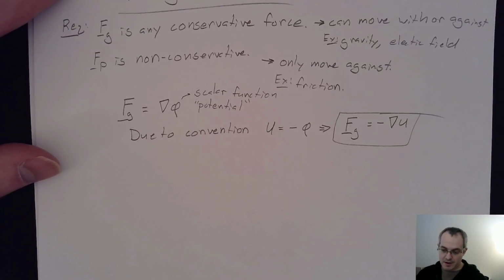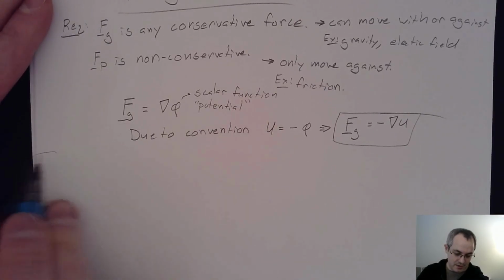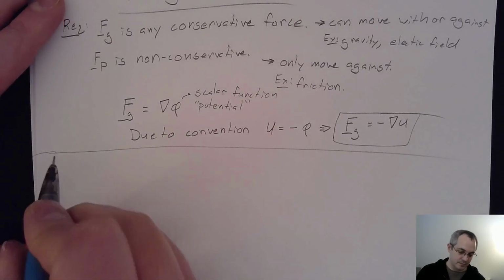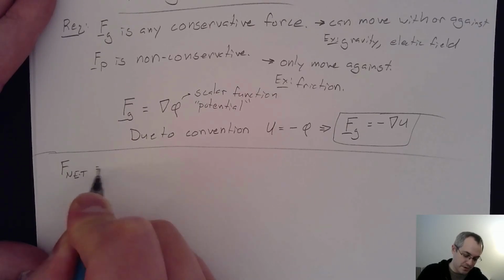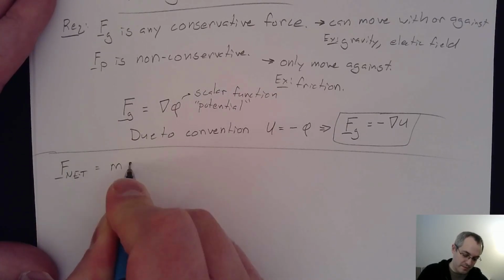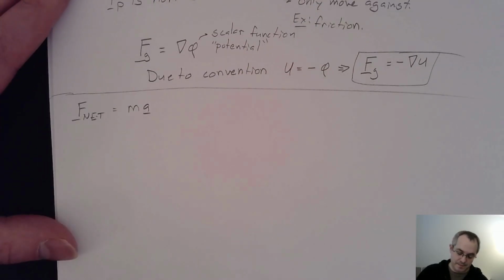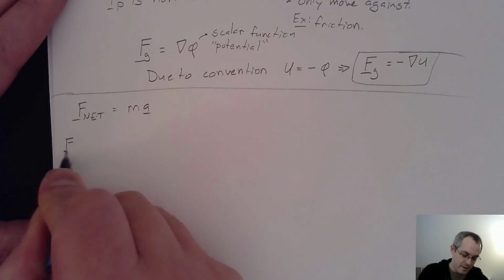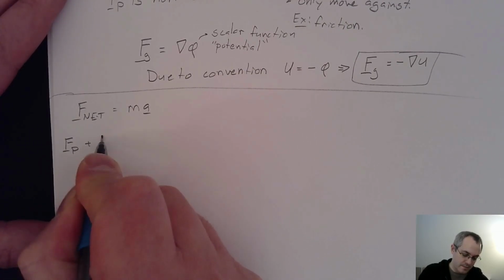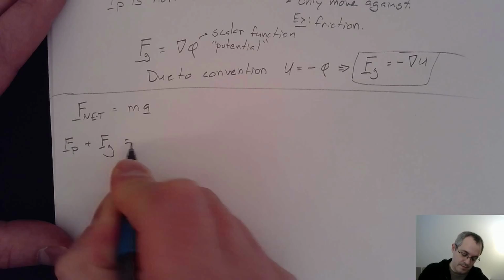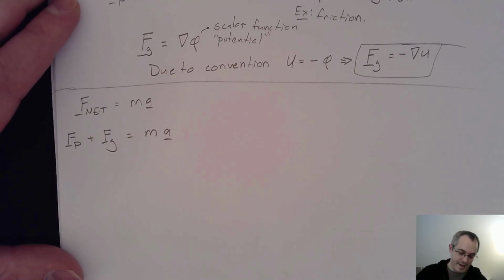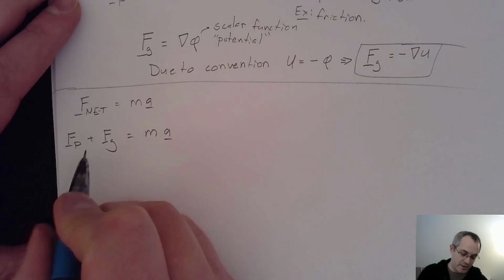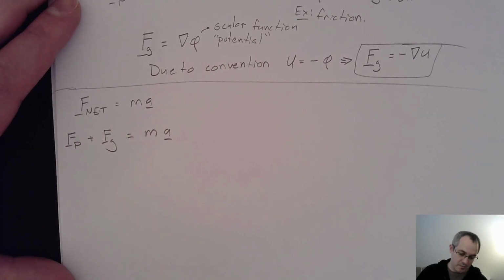So with that in mind, let's get started. We have the net force is equal to ma. Again, we're going to split that up. All right. Now we're going to dot product with a little bit of distance, just like we did on the previous derivation.